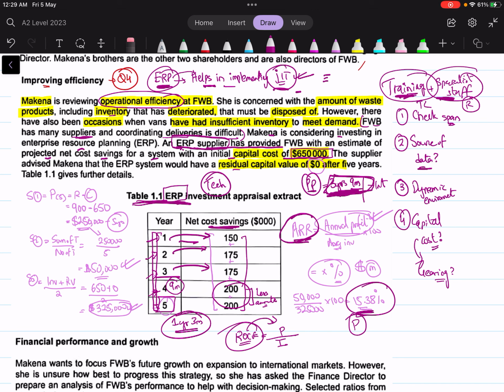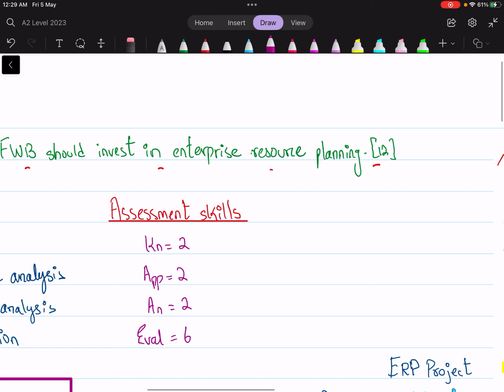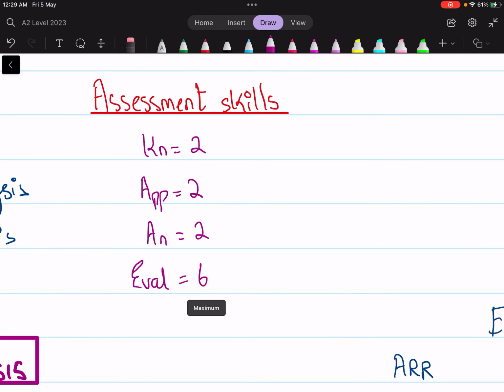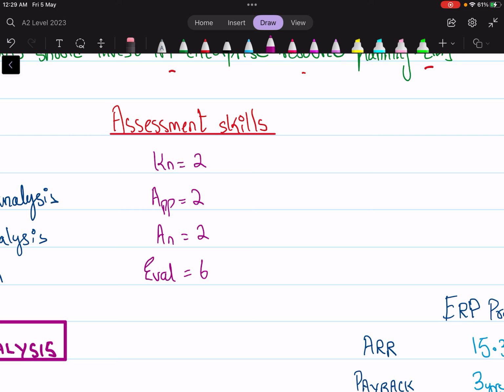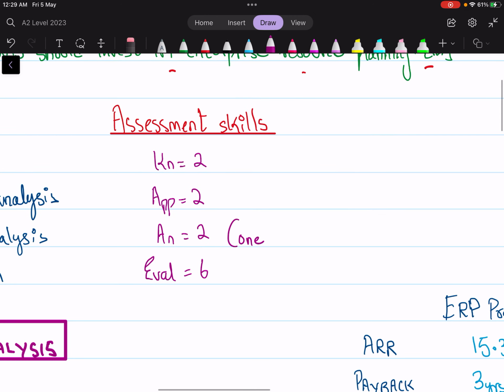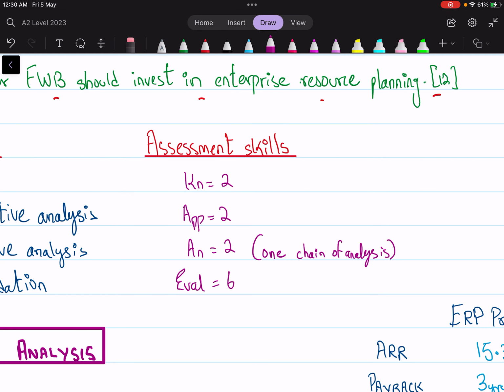So this is how you evaluate any question that comes on investment appraisal. If, for example, I were to tell you how you're going to go about this answer, this is the division of assessment skills. Analysis stands for 2 marks only. That means that one chain of analysis will be enough. And in case you do not know the concept of chain of analysis or have troubles with doing analysis in your answers, I'll add the link of a very good lesson on analysis in the description. So do check out the description and view that video first.